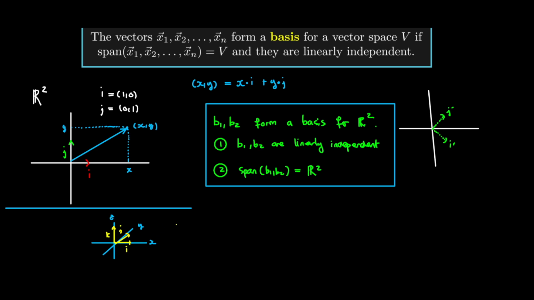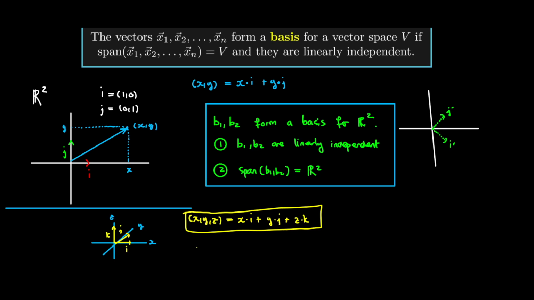So these three vectors have the same kind of property. Any vector x, y, z is just equal to x times i plus y times j plus z times k. These are, of course, linearly independent. i, j, and k are linearly independent, and also they span the whole space, which is what this little argument here is showing.